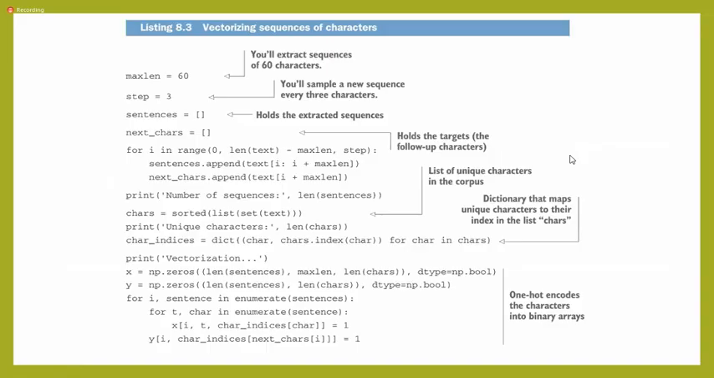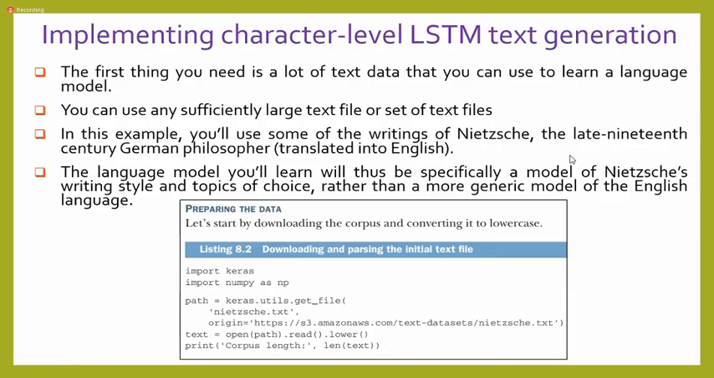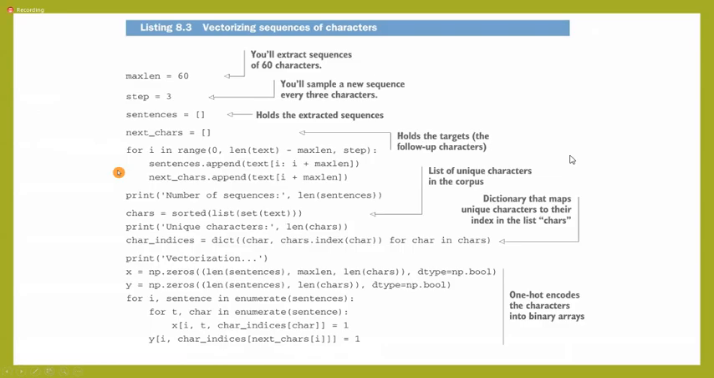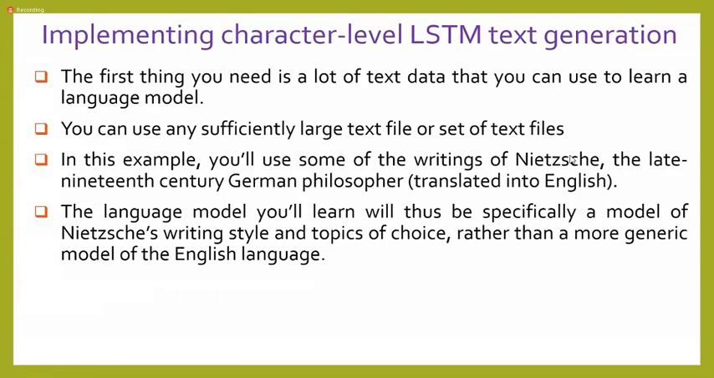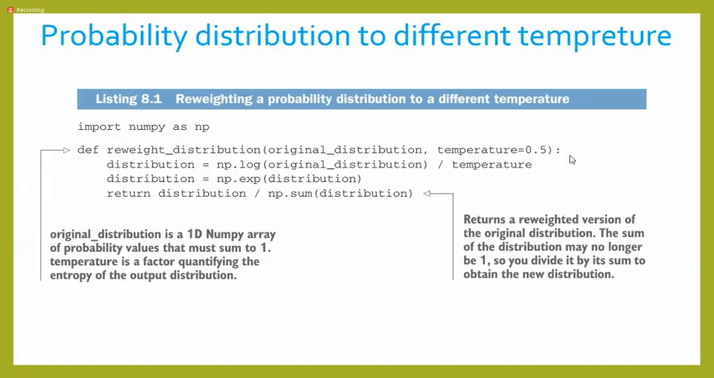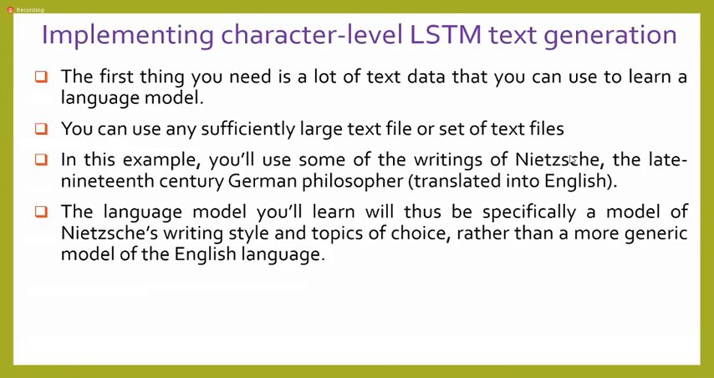See here, a little bit about the code, so that if you are interested, you can implement this one. Otherwise, you just understand the concept. Now this is on applying the temperature, and then next you implement the character level LSTM text generation. When you apply character level, then this is the discussion for the character level.